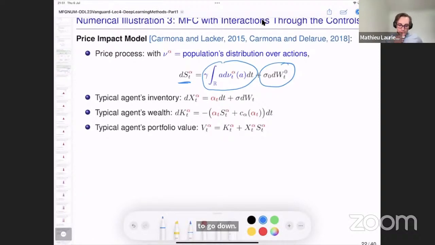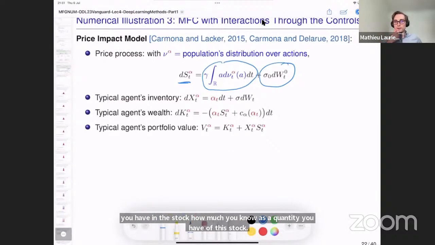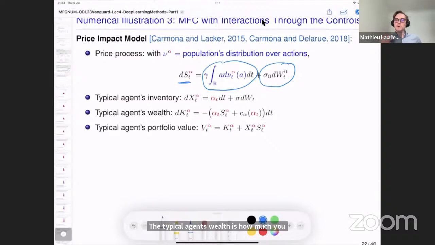Then you have the inventory. So inventory is how much you have in the stock, the quantity you have of the stock. The typical agent's wealth is how much you have in cash. So this depends on your stock and the value of the stock, but also the cash that you have. And all of that is going to be combined to give you the value of your portfolio. So the value of the portfolio is how much cash you have, and also your inventory multiplied by the value of the stock.